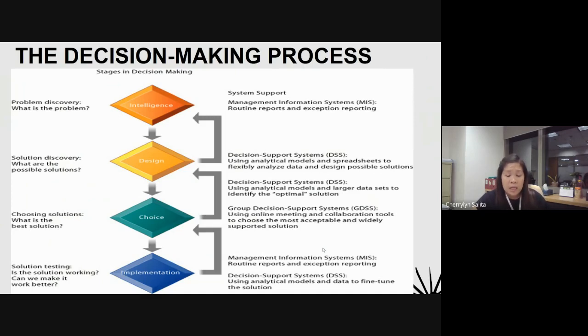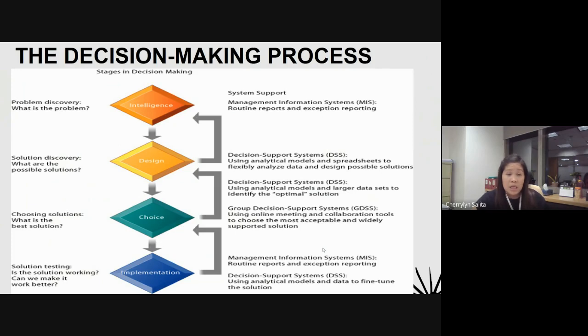So, according to Simon, doon sa writings niya noong 1960, meron siyang in-establish doon na 4 steps or 4 stages in decision making. So, nandiyan yung step 1 is intelligence, then design, then choice, then implementation. So, let's go one by one.